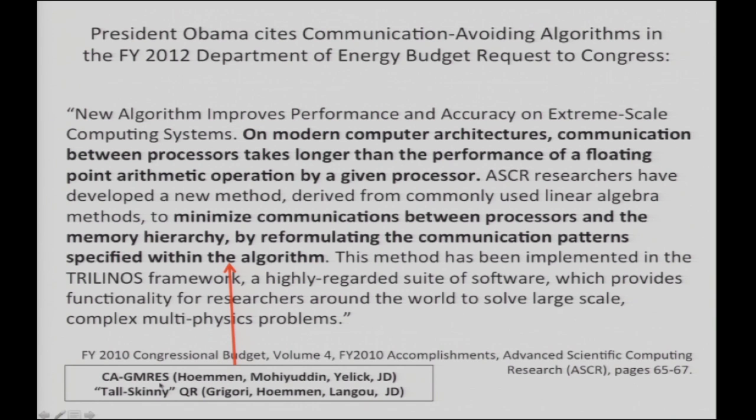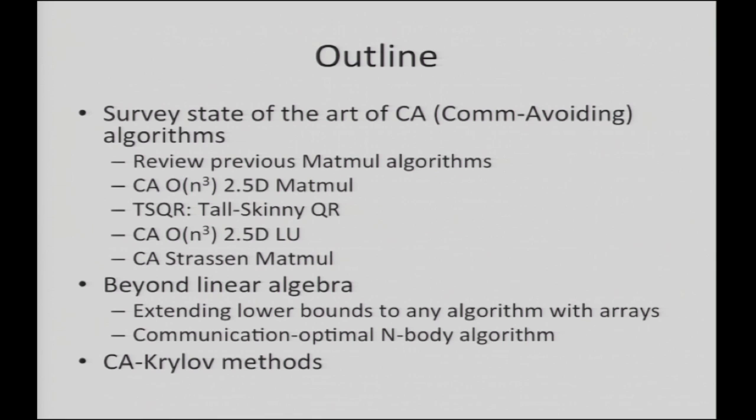So here's the outline for the rest of the talk. I'm going to survey the state of the art of communication avoiding algorithms, and being from California, I'll use that particular abbreviation. And so I'll review the previous matrix multiply algorithms, which may again be a bit of a review from other lectures, so that you know what the naive algorithm does and what it takes to minimize communication, what people thought they were doing to minimize communication.